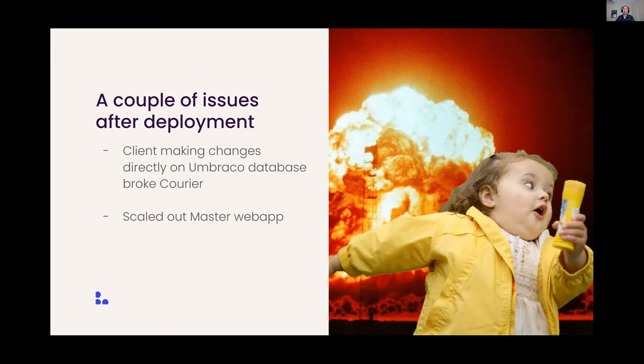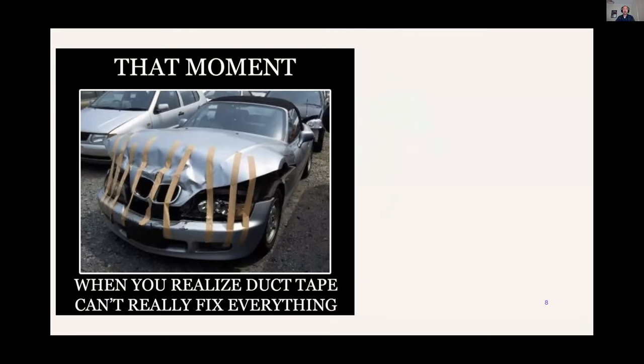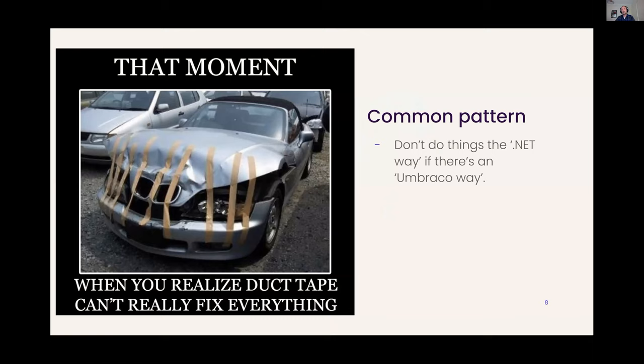So I think I found a common pattern, and the takeaway of this presentation, I guess, is actually pretty simple: don't do things the .NET way if there is an Umbraco way. I think the problem was that the client's developers didn't know Umbraco, and they tried to hack their way into all the things. So the .NET code was good. It's just that there was an Umbraco way.